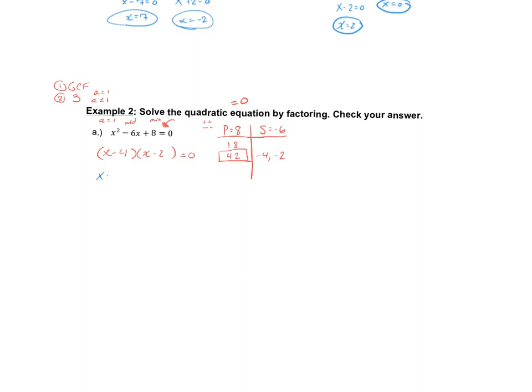Now zero product property, I set each one of these equal to 0. And now I can solve. So add 4 to both sides, I get x is 4. Add 2 to both sides, and I get x equals 2.